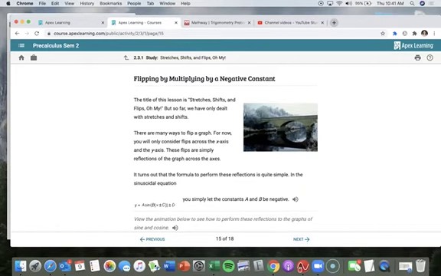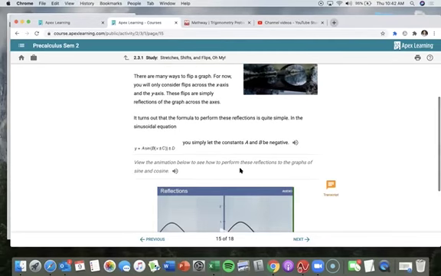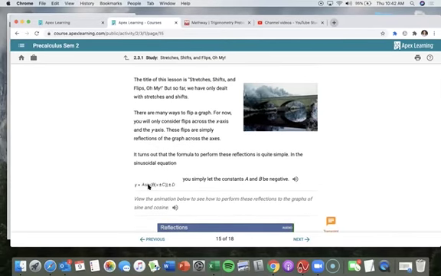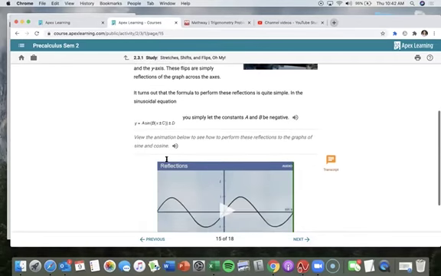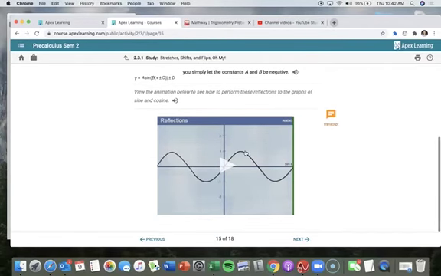All right, so then flipping and multiplying by a negative constant. Negative constants, hopefully this is very familiar here. But what happens if we let A or B be negative? We're going to talk about flipping across our different axes, our x and our y axes. They're just simple reflections here.